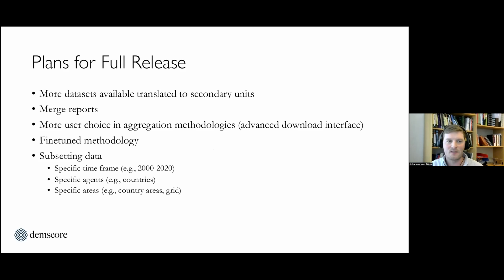And what that means is that we will have more data sets available, translated to more different output units, where we will also have a merge report, which will give a percentage score of how well it worked to transfer this data set or this variable into that output unit. How well did countries match? How many observations did we lose? Those kinds of things. And we're also planning more user choice when downloading the variables.